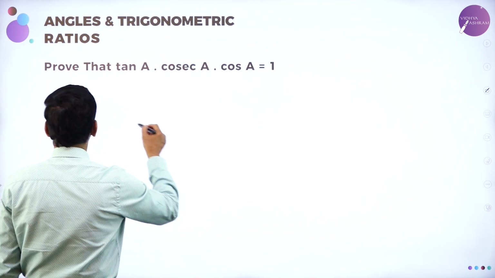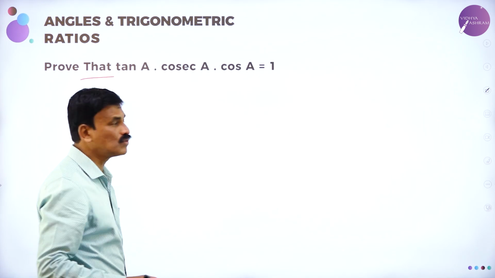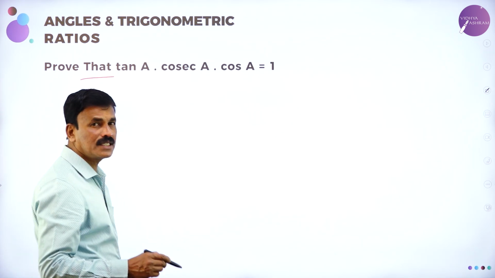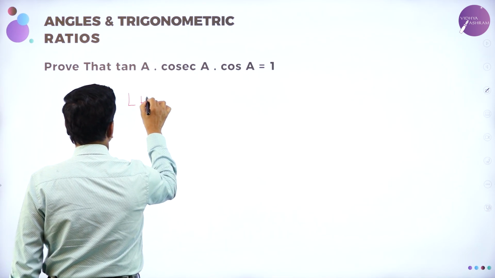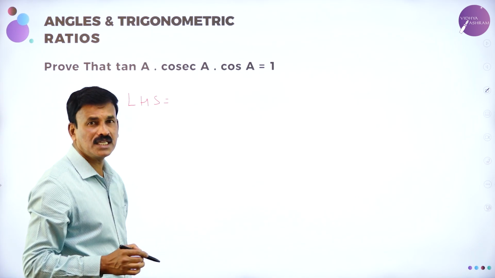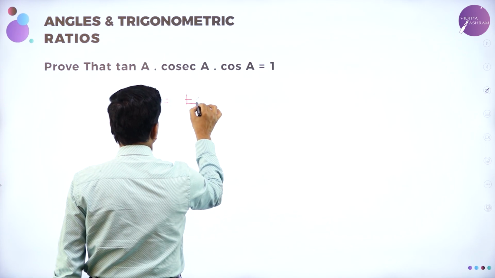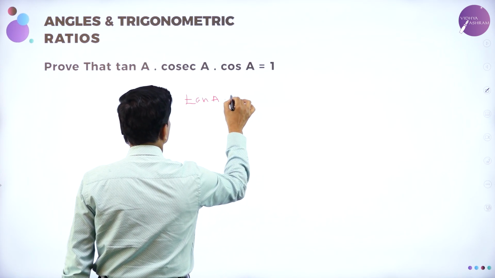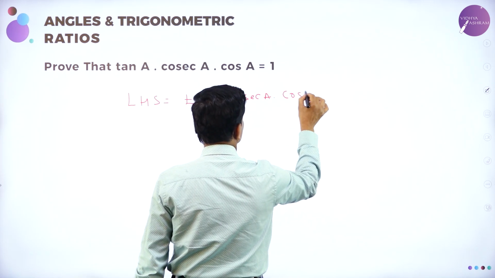Prove that tan A into cosecant A into cos A is equal to 1. Let us write the LHS. What is to prove? Tan A into cosecant A into cos A is equal to 1. Take LHS. LHS is tan A into cosecant A into cos A.